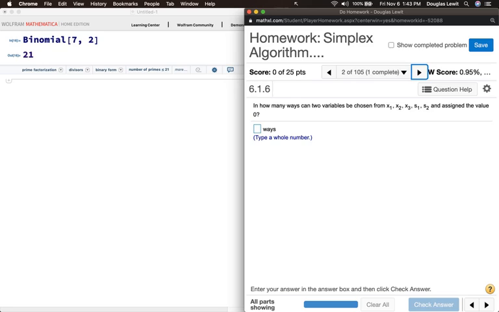In how many ways can two variables be chosen from x1, x2, x3, s1, and s2 and assigned the value of 0? This is going to be the same thing. We have 1, 2, 3, 4, 5 variables, and we're selecting 2 at a time and assigning them the value of 0.